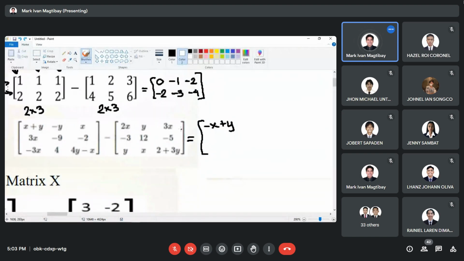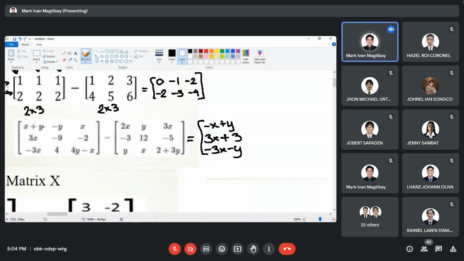Next po. 3x minus negative 3. There's nothing to simplify there, so straight up we write 3x plus 3, because a minus and a negative sign becomes positive. Okay, next po. Negative 3x minus y. So same, negative 3x minus y po.